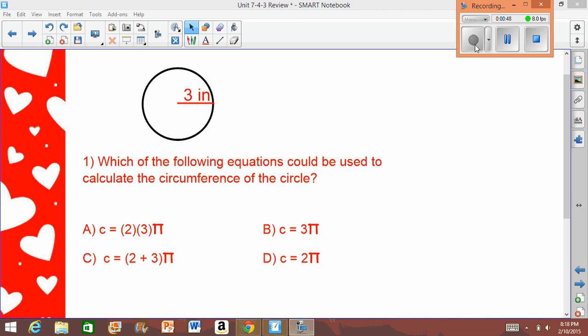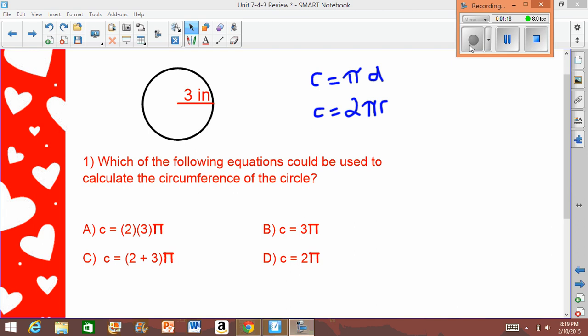Okay, here is problem number 1, and we have a circle, and it says which of the following equations could be used to calculate the circumference of this circle. So we are not expecting you to memorize any of the formulas for circumference, but there are 2 on your formula sheet. Those 2 are circumference equals pi times diameter, and circumference equals 2 times pi times the radius.